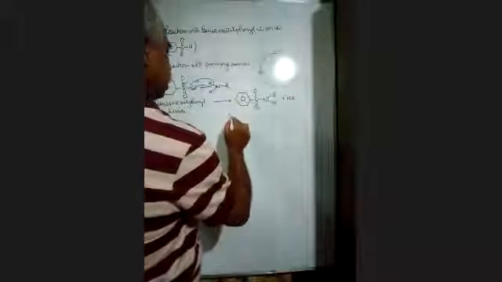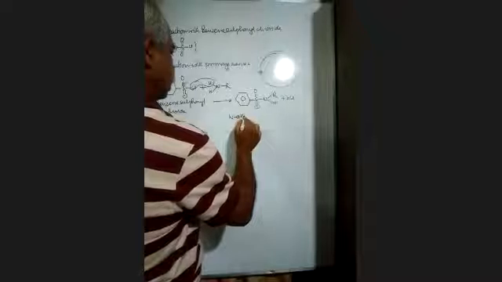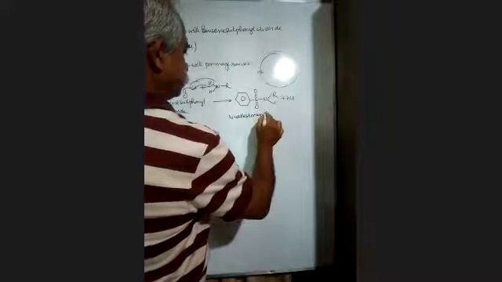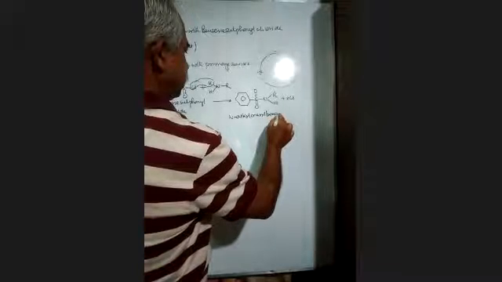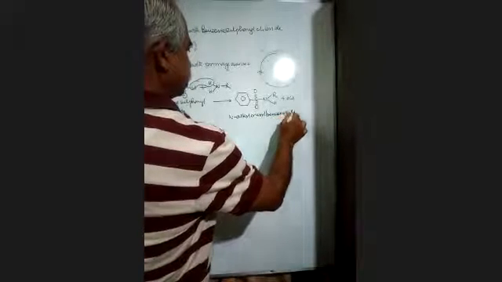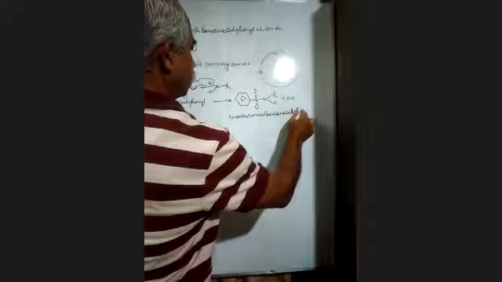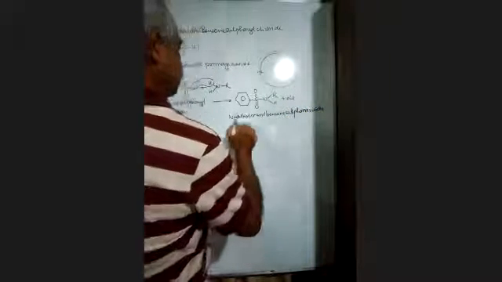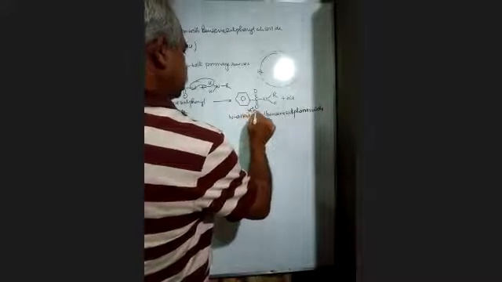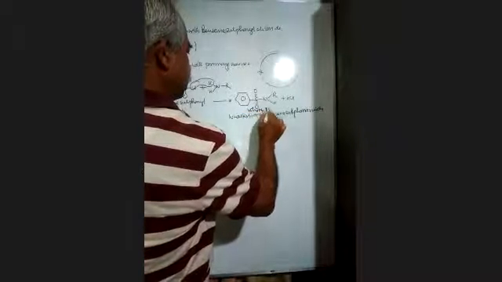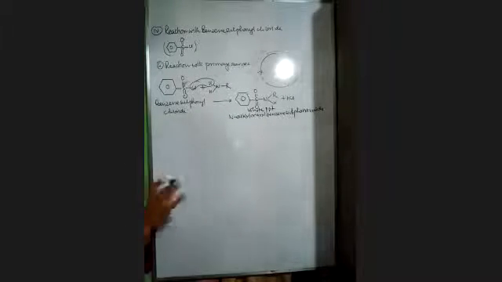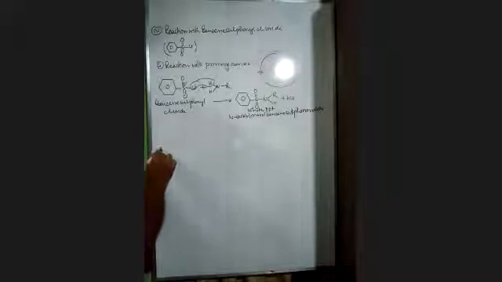So I'll write now here: N-alkyl or aryl benzene sulfonamide. Okay, this is white. You get a white precipitate. All right. Now I'll leave some space. Wait, first we try to understand.